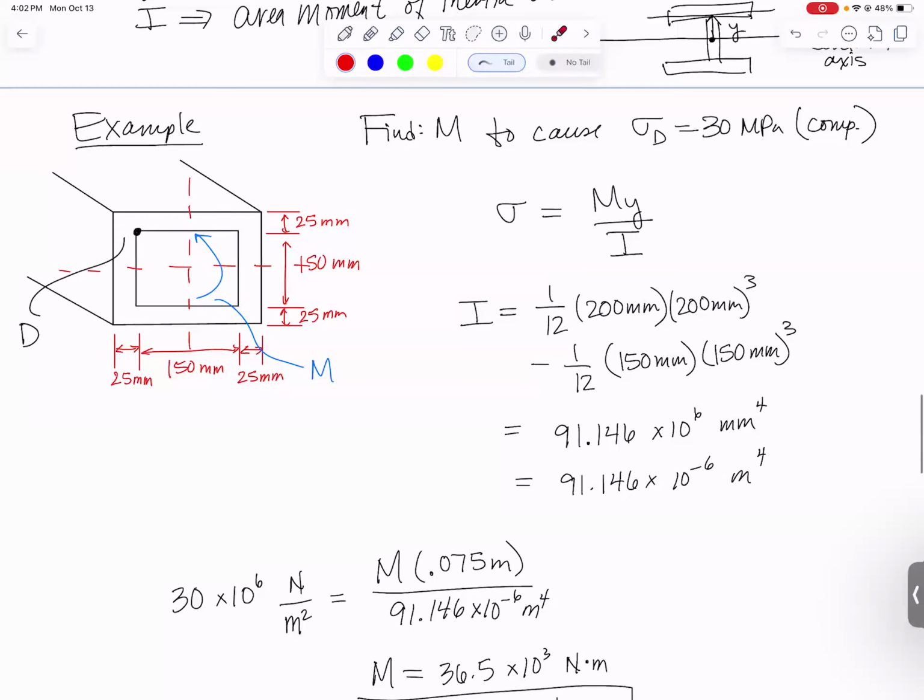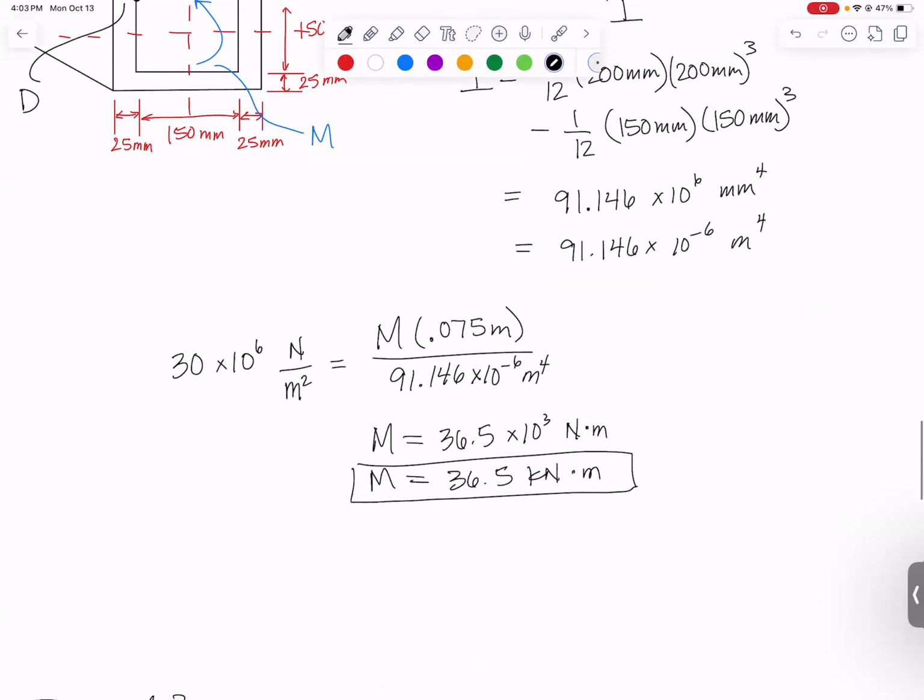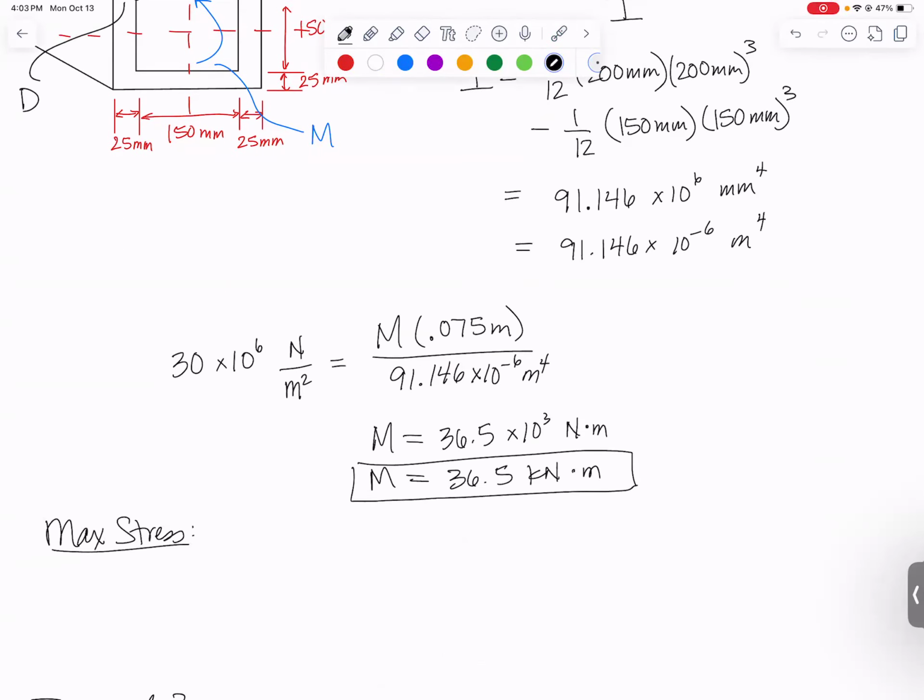Remember where the maximum stress is going to happen? It's going to be the point that is the very farthest you can possibly get from the centroid. Since this centroid is at the middle, you can either go to the top or the bottom. It won't matter at all. At the top, it would be a compressive stress. At the bottom, it would be a tensile stress. So let's find the max stress. Max stress is usually more important anyway.